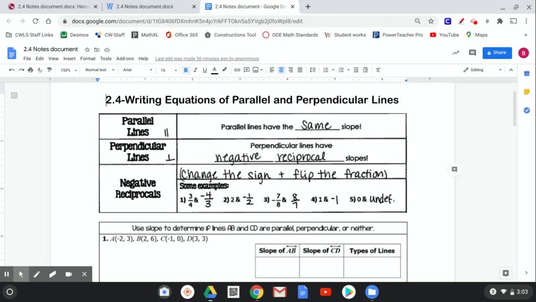All right, guys, so we're on to 2.4. So this is just equations of parallel and perpendicular lines, like stuff on the coordinate plane kind of thing. For this, I would say it's a little bit more challenging. So if you're having questions or anything, please ask or send an email or something.